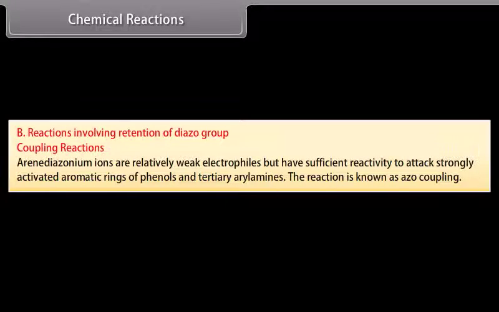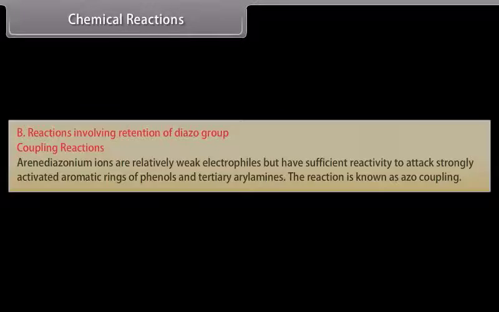Reactions involving retention of diazo group. Coupling reactions. Arene diazonium ions are relatively weak electrophiles but have sufficient reactivity to attack strongly activated aromatic rings of phenols and tertiary arylamines. The reaction is known as azo-coupling.